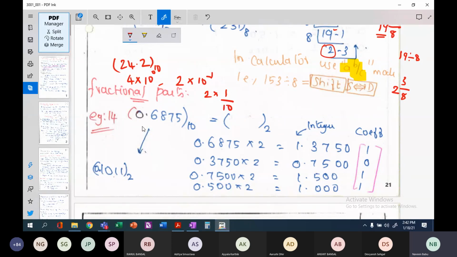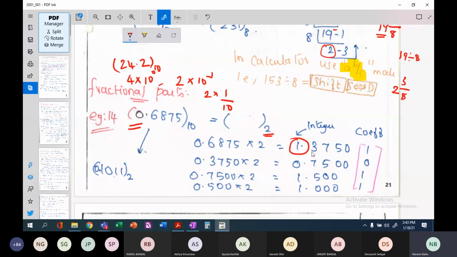When you considered the integer part conversion from decimal to any other number, you divided, right? So here you do the reverse, you multiply. So it is 0.6875. When you convert it into binary, multiply with the positional weight 2. What is 0.6875 multiplied by 2? It is 1.3750. You take this integer part alone, and you write it separately as 1.